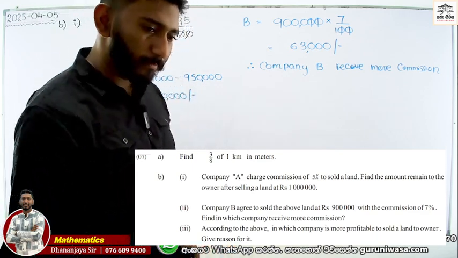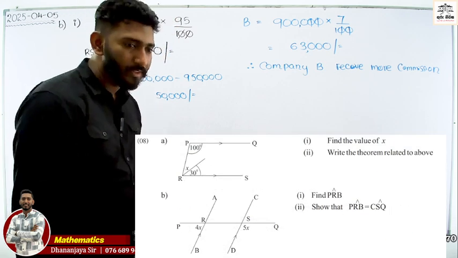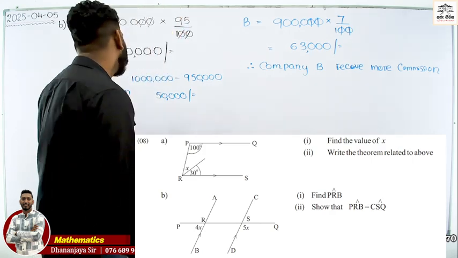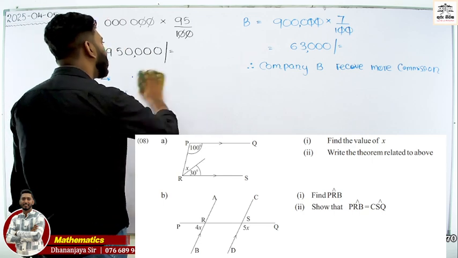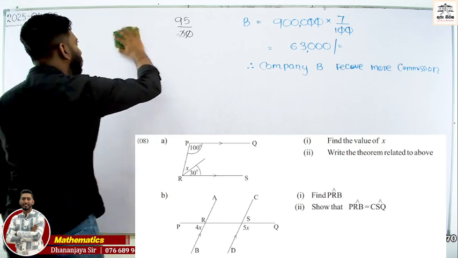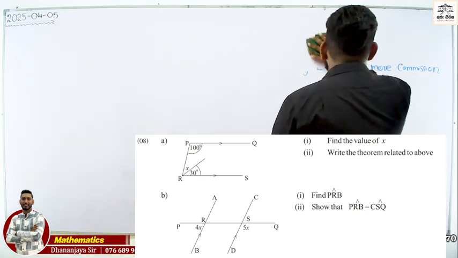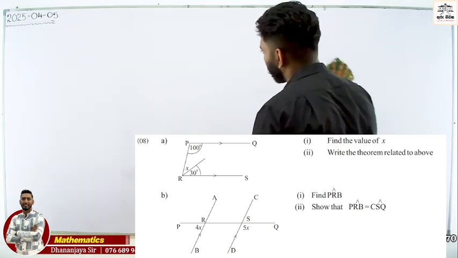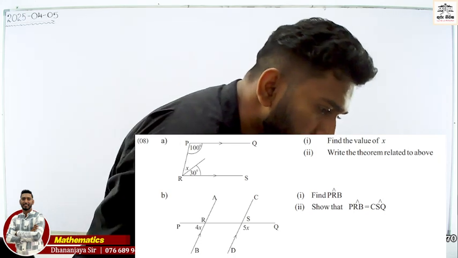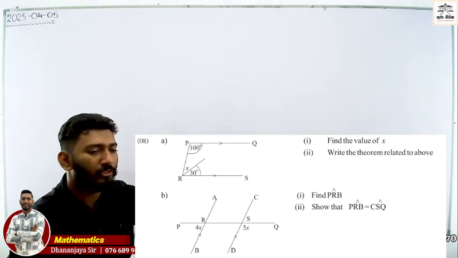I'm going to the next one. This one is relevant to angles. This is the last part. You remember the angles: angles between the parallel lines and the straight lines, corresponding, vertically opposite, you remember all of those. Now find the answer for the first one. Let's find x.